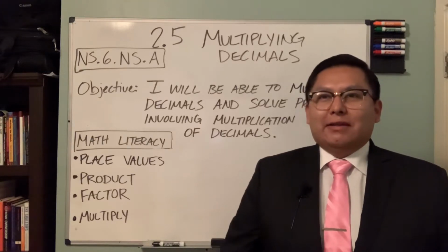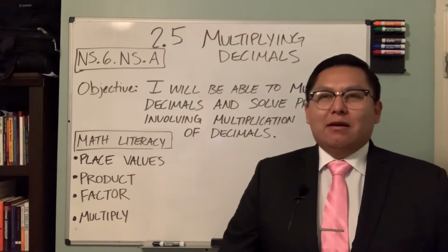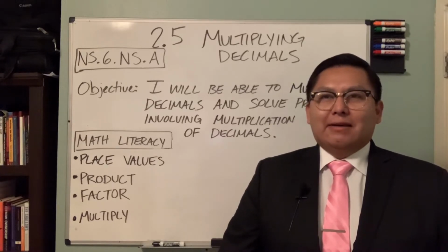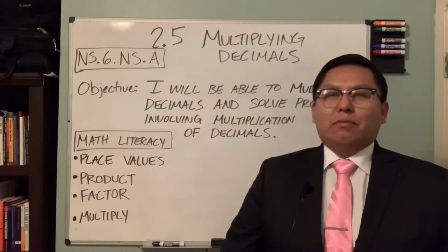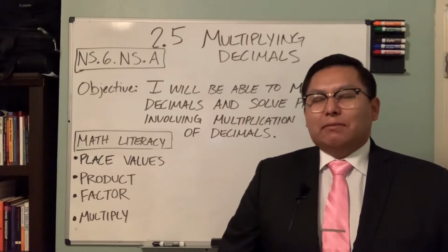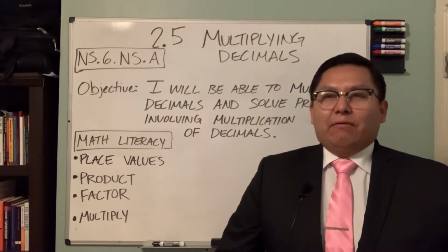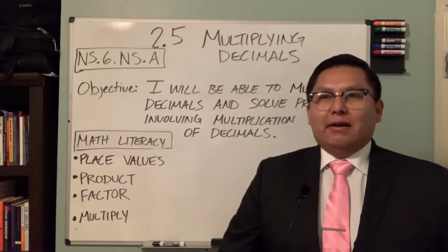So today's lesson, we're going to be working with 2.5 multiplying decimals. Our standard is 6th grade number sense A, and your objective is that by the end of this lesson, you will be able to multiply decimals and solve problems involving multiplication of decimals. Now for our mathematical literacy, we have place values, products, factors, and multiplication. Let's go ahead and get started.